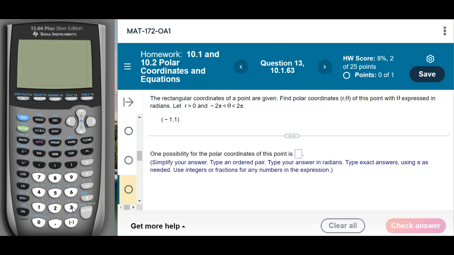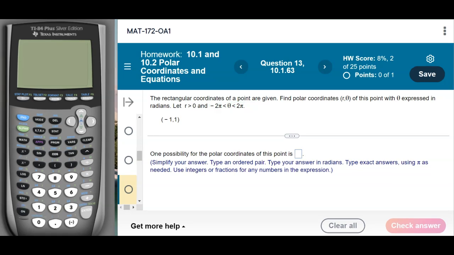Hey, Trick Class, let's do this problem from the 10-1 homework set. So we have a rectangular coordinate here, a Cartesian coordinate, an x and a y, and we're looking for a polar coordinate. And if you pay close attention here, we actually have two revolutions around a circle, right? Negative 2 pi to 0 being one, and 0 to 2 pi being the other.